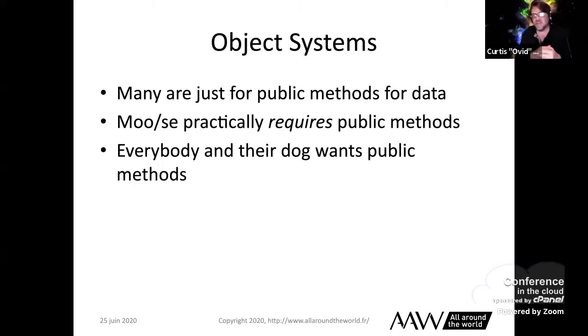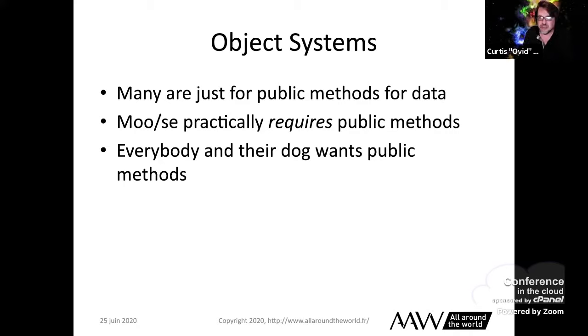So many of the object systems I see on CPAN are just public methods for data, which is the wrong thing to do. You don't want to expose all of that data up front, because you want to keep the smallest interface possible so you have the freedom to change the method contract later. There's an old saying, the open-closed principle: classes should be open for extension, closed for modification. By having the smallest interface possible, that makes it easier. Moose, unfortunately, practically requires public methods. It's hard to avoid that. Everybody and their dog wants public methods, so they're writing these things all the time, simply because it's so hard to declare that data internally in objects in Perl the way it's currently structured.